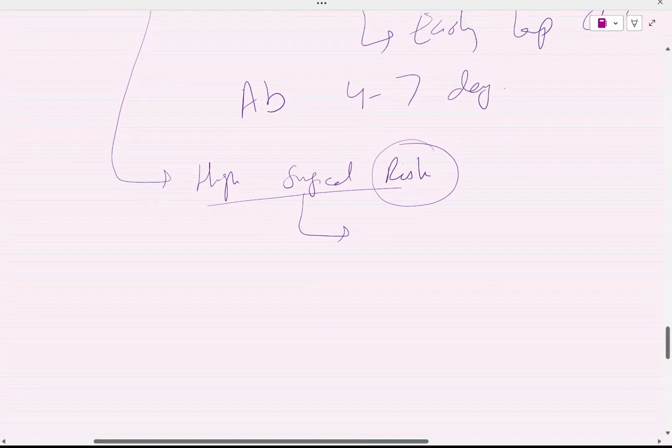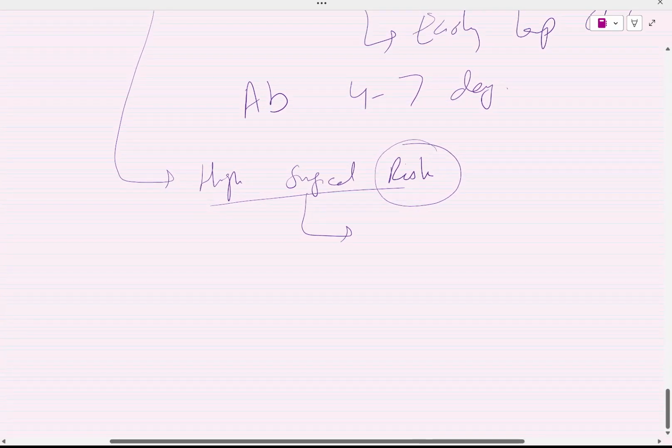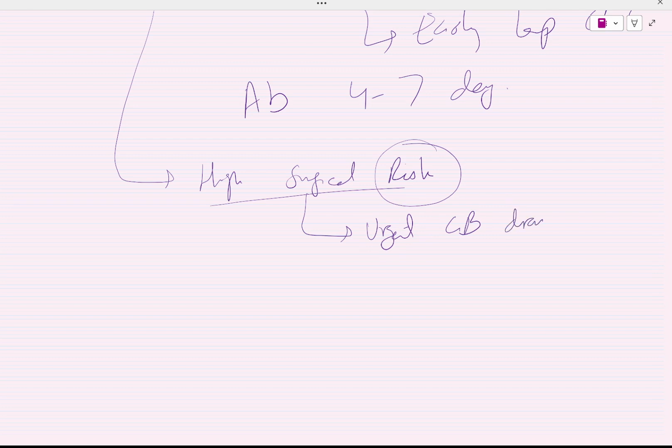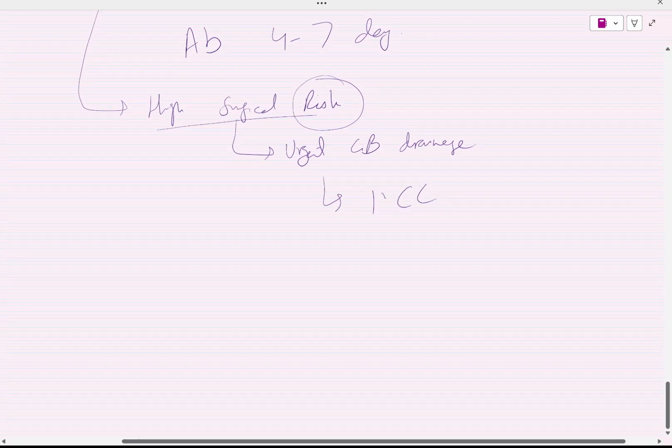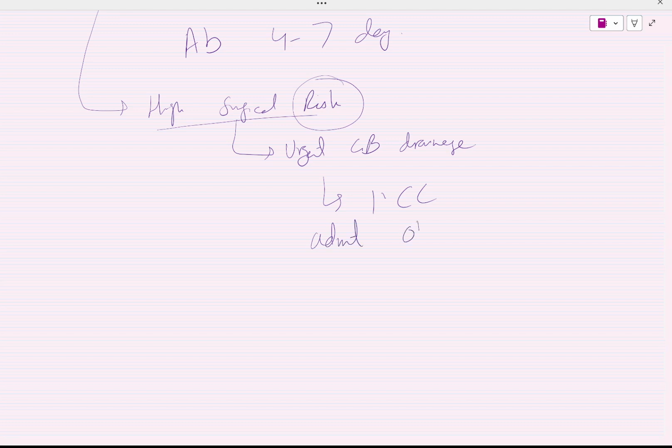If a patient of grade 3 in the high surgical risk group comes to you, what will we do? We will do urgent gallbladder drainage, then we'll do interval cholecystectomy, plus we admit the patient and observe him for any complications, and will continue antibiotics for 7 days.